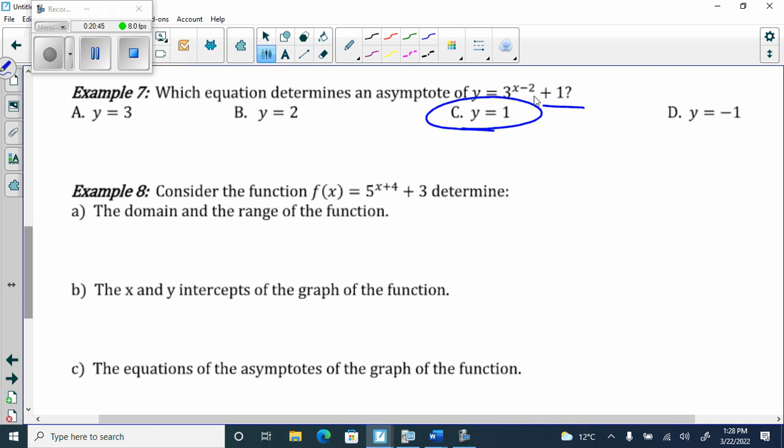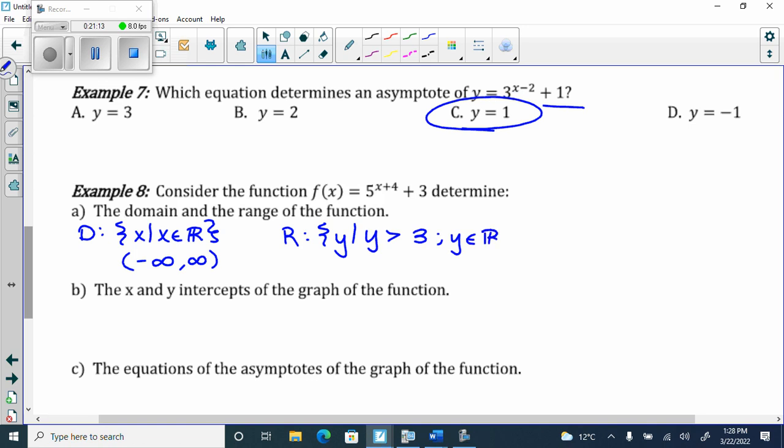Okay, the domain and range. The domain of this function is going to be x such that x is an element of the reals. Or in interval notation, negative infinity, positive infinity. My range, is there any reflection in an x? Is there a negative in front with my y? Is my inequality sign flipping? No. So it's going to be y is greater than 3, YER. Or in interval notation, round bracket 3 to infinity.